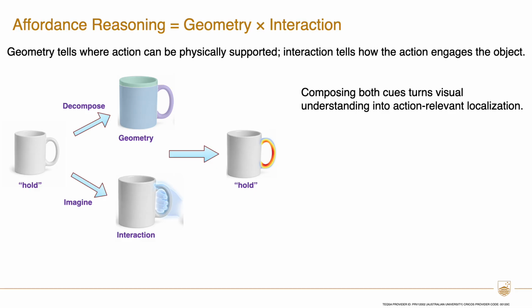Geometry tells us where an action can be physically supported. For example, a handle, a rim, or a graspable part provides a special structure for action. Interaction tells us how the action engages with the objects. For example, holding a mug and drinking from a mug may involve different regions and different action-object relations. When we compose these two cues, visual understanding can be turned into action-relevant localization.